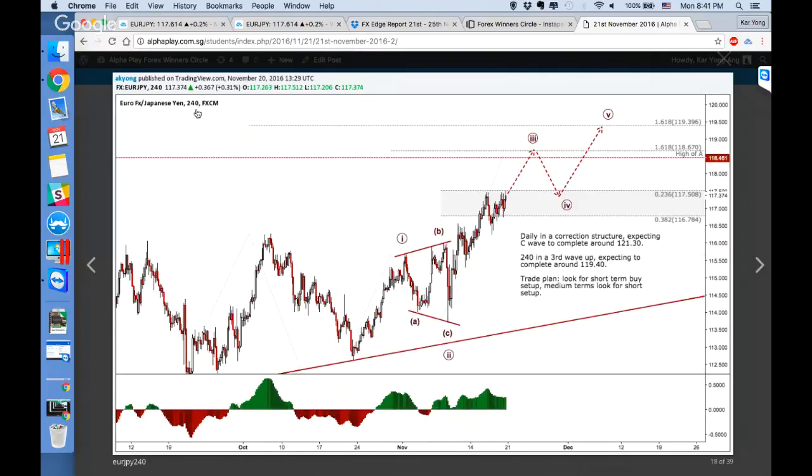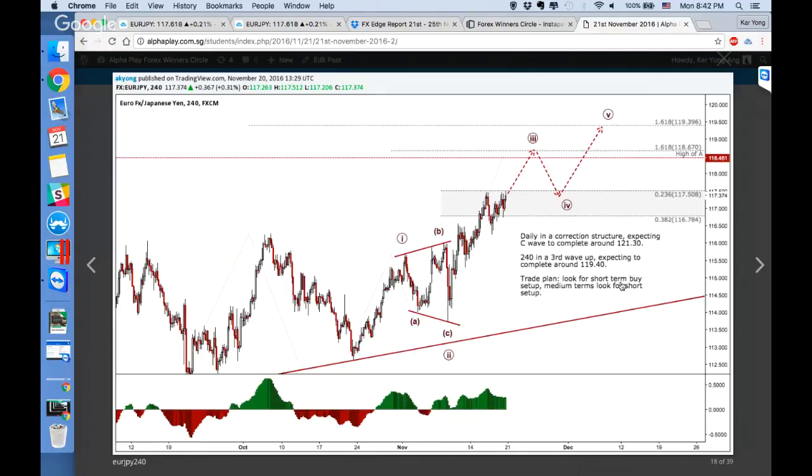Then you go over to the next one, which is a lower time frame, either a 60-minute or 4-hour time frame. Over here I also wrote 240, which is your 4-hour time frame, in a third wave up, expecting to complete around 119.4. So I also share this trade plan here.